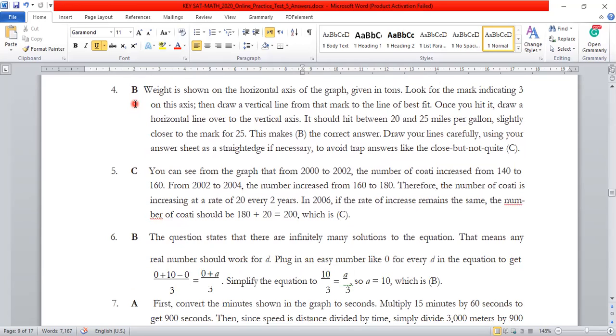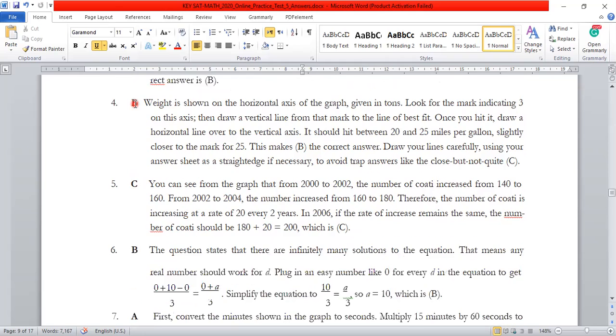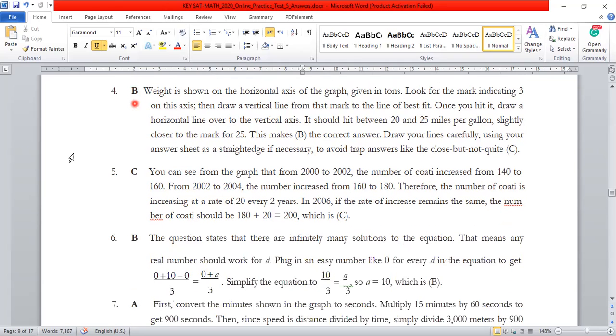So what was your answer? Four? I got B. Okay, so B is absolutely the right answer. Weight in the horizontal axis, and that was a graph, and you have the right answer, because that was lying somewhere between 20 and 24. Anyhow, that was clear cut.